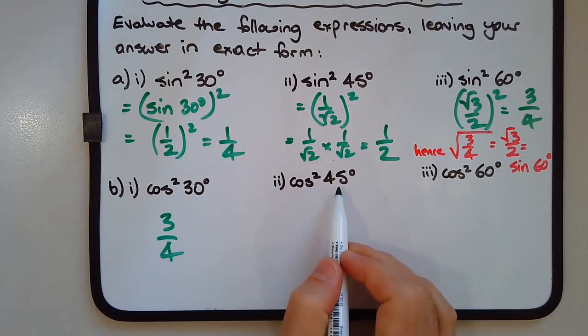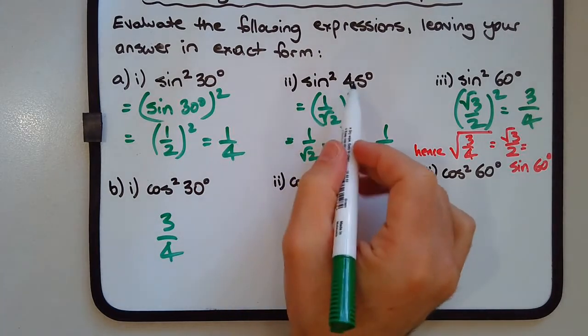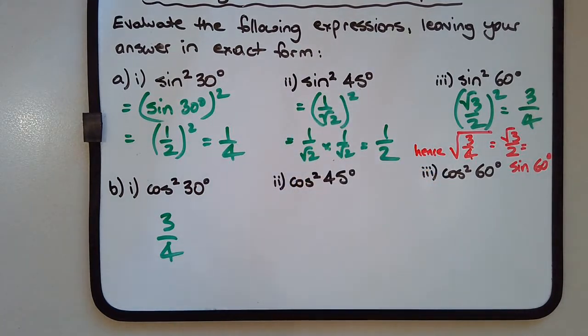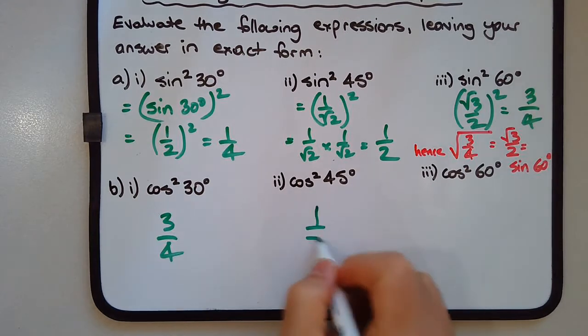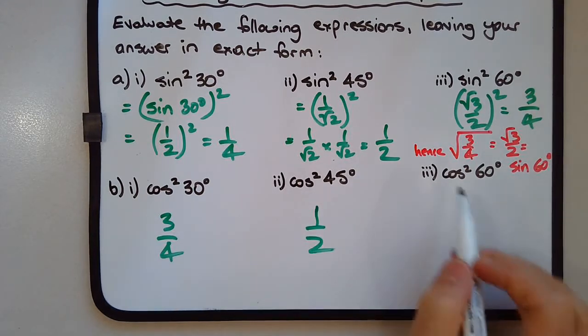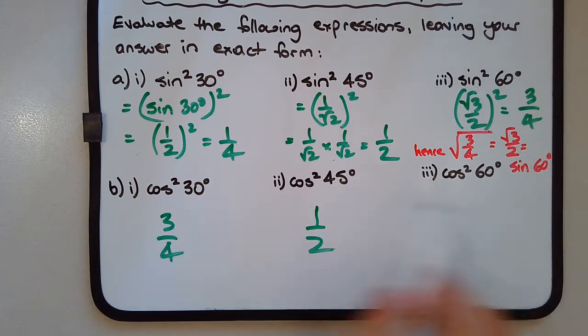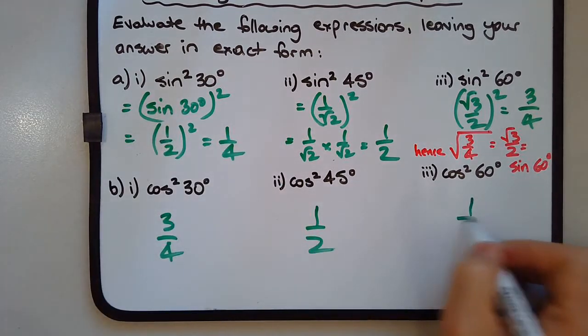Cos squared of 45 is really just the same as sine squared of 45, since sine of 45 and cos of 45 are identical, it's 1 on root 2, right? So I would expect half for that one. Cos squared of 60 is really the same as sine squared of 30, so I would expect 1/4 there.